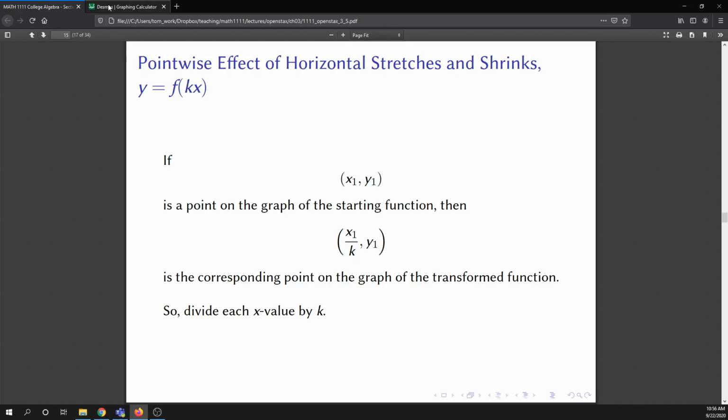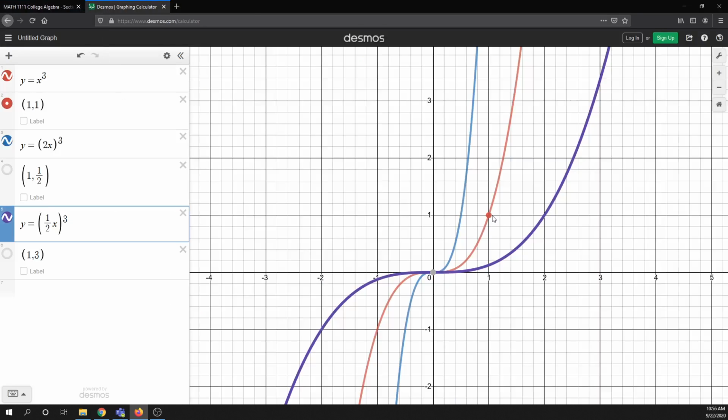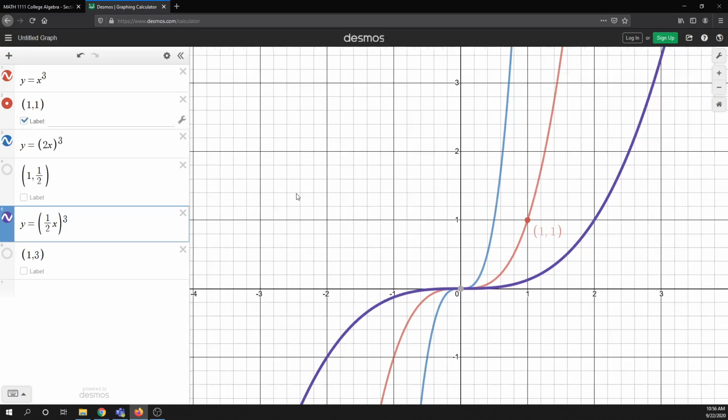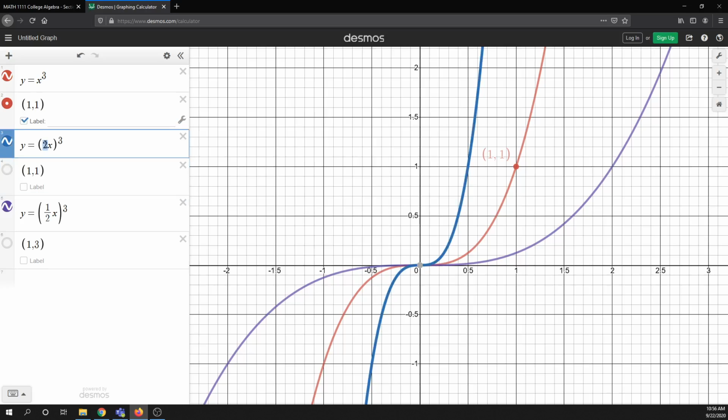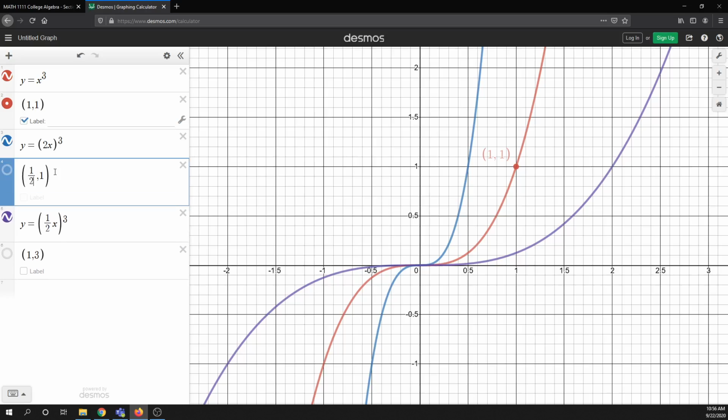So let's look at an example of that. 1, 1 is a good point to start with on the graph of the original, y equals x cubed. Let's turn the label on that one and zoom in a little bit. On the transformed graph, the y value will be the same, and we need to divide the x value by k. In this blue example, k is 2, so that would be 1 divided by 2, and that's where the point would get moved to.